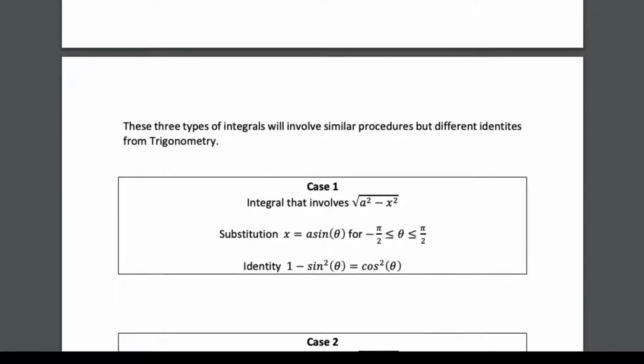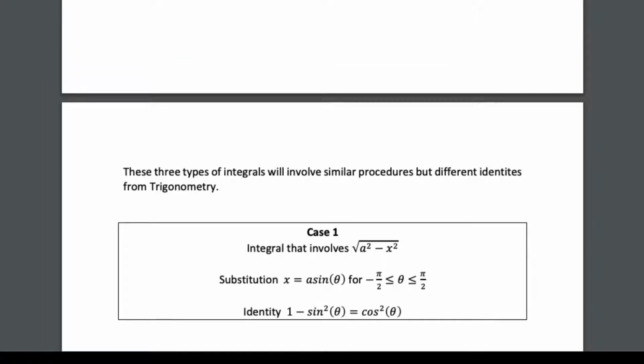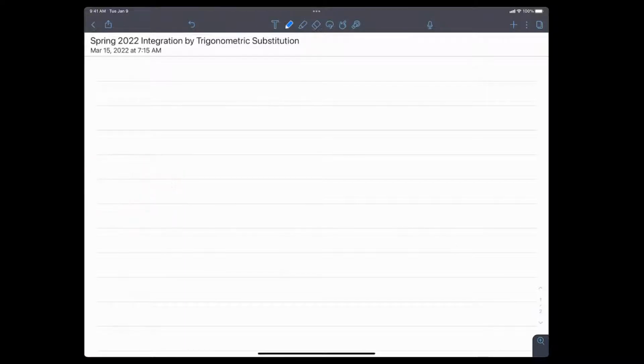But here's kind of the idea. We're going to focus on case 1. These types of integrals will involve similar procedures, but use different identities from trig. So we're going to see, for example, a case 1 situation where we have to use our trigonometric substitution here. So let's look at how you can do that.